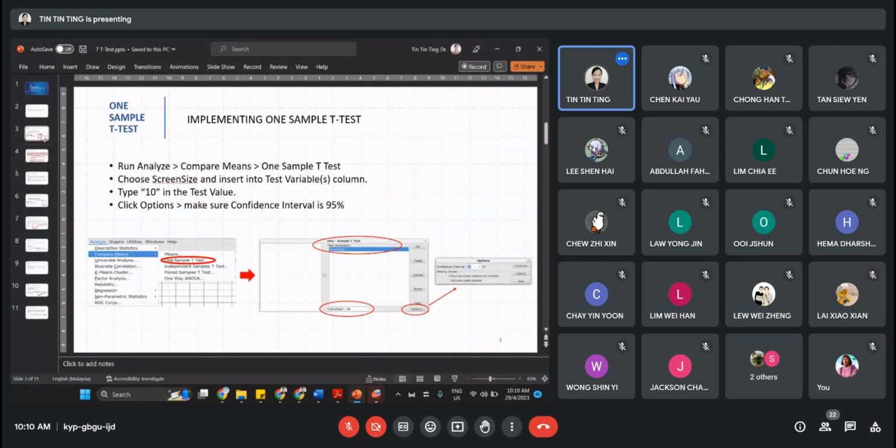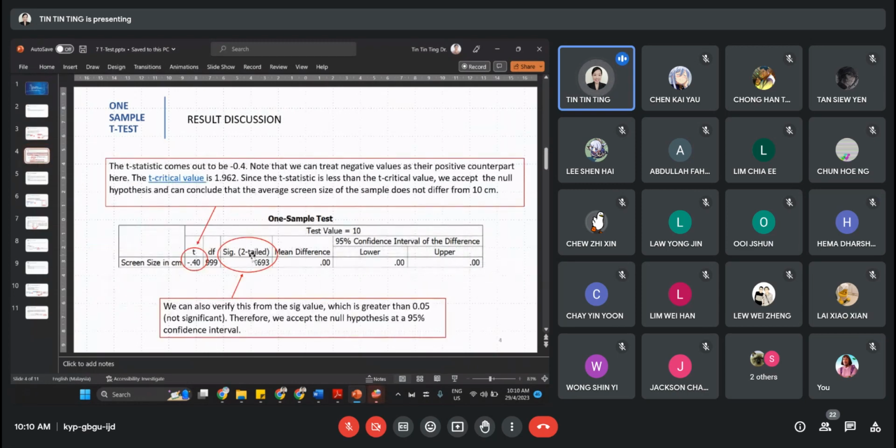So the result, let's take a look at the result. You will be checking the SIG again. If the SIG is smaller than 0.05, it is significant. If greater than 0.05, it is not significant. This one must be smaller than 0.05. So since it is larger than that, then it's not significant.